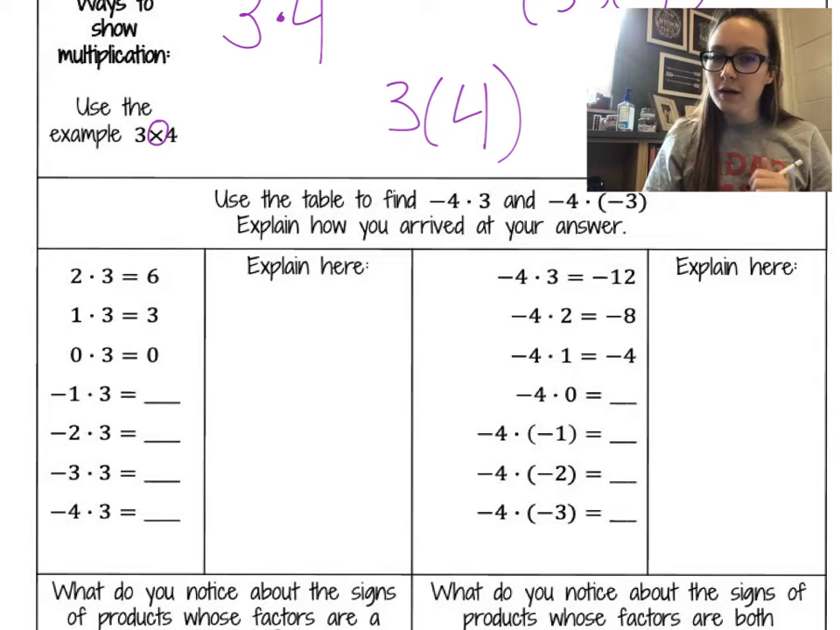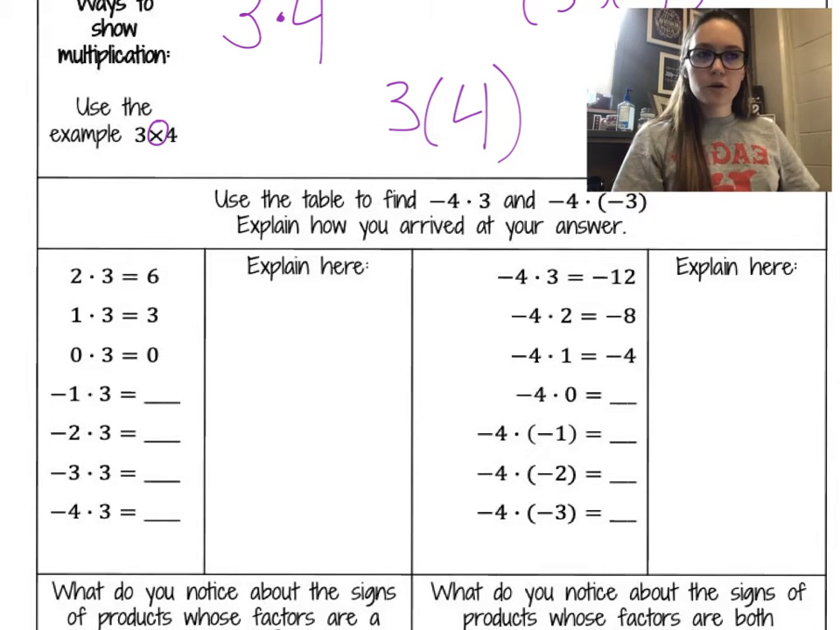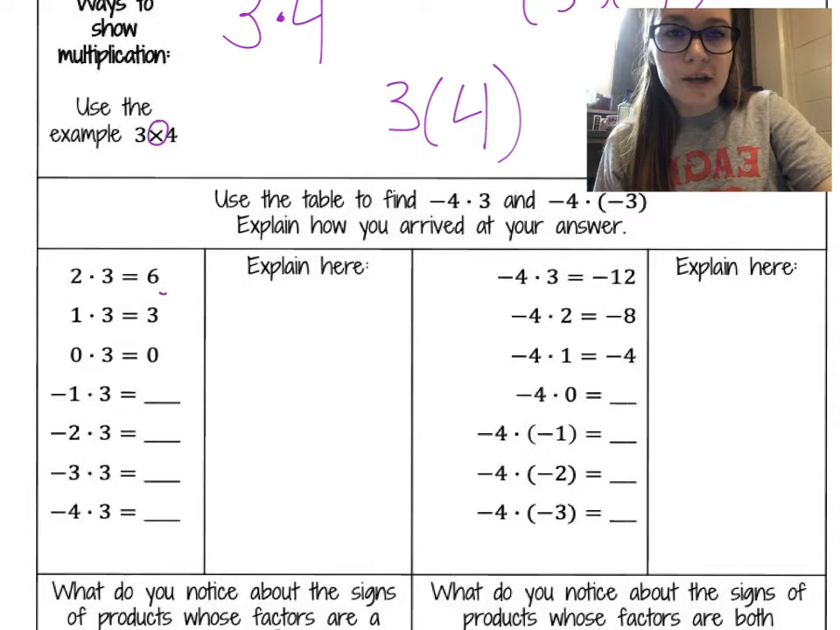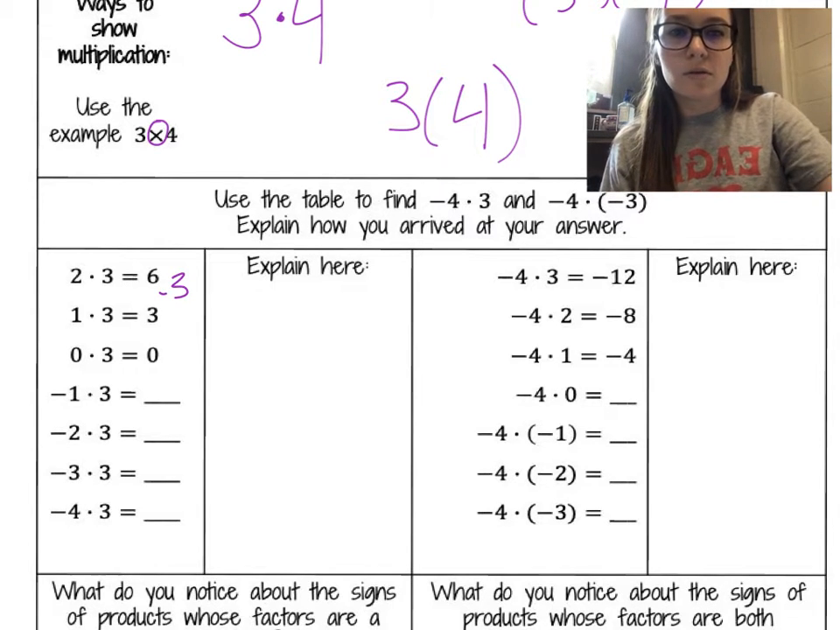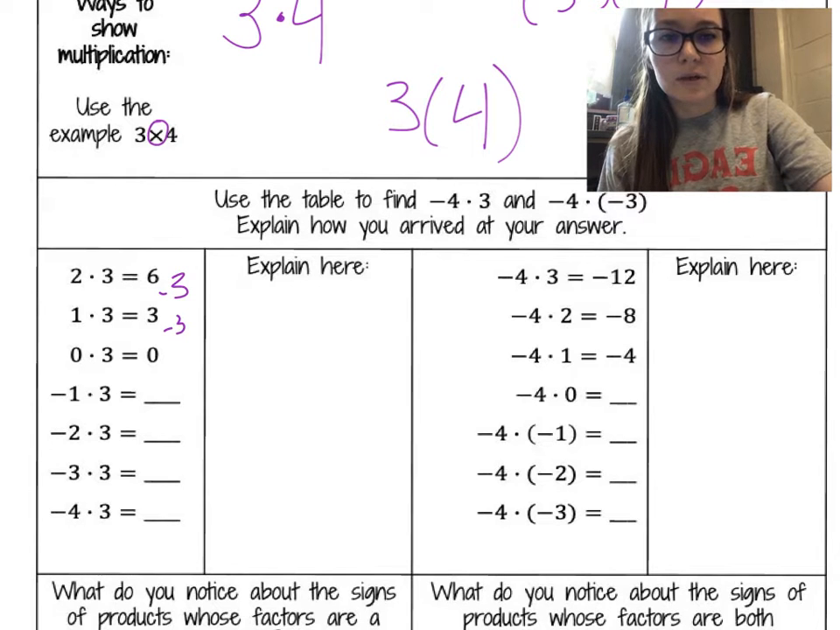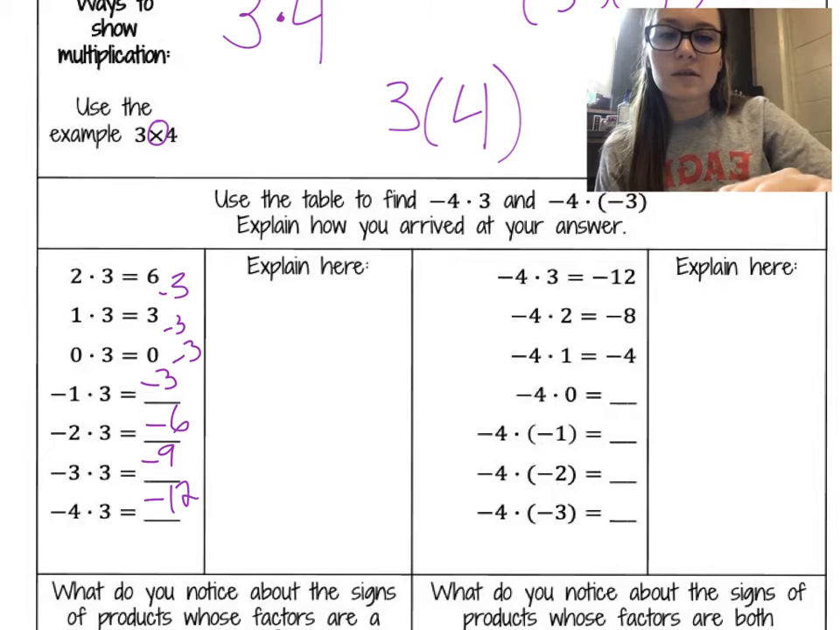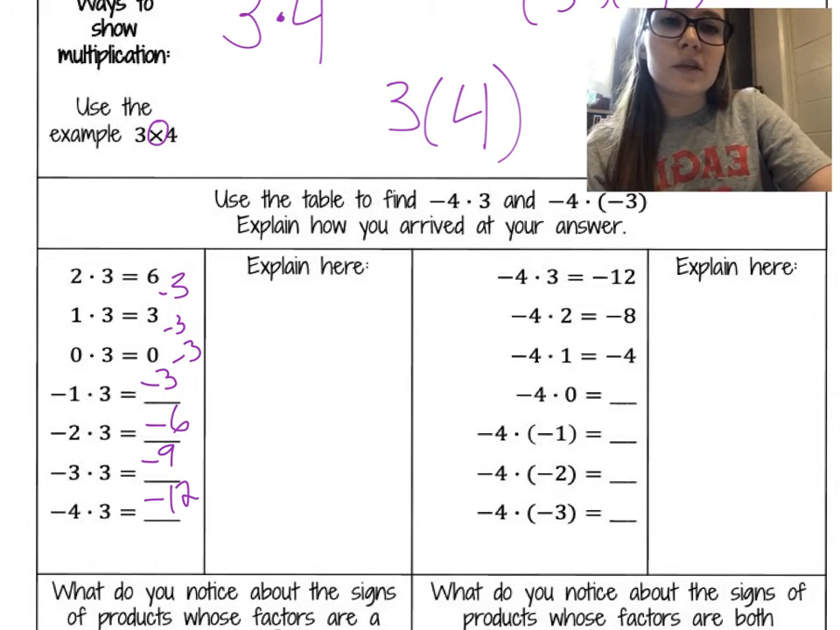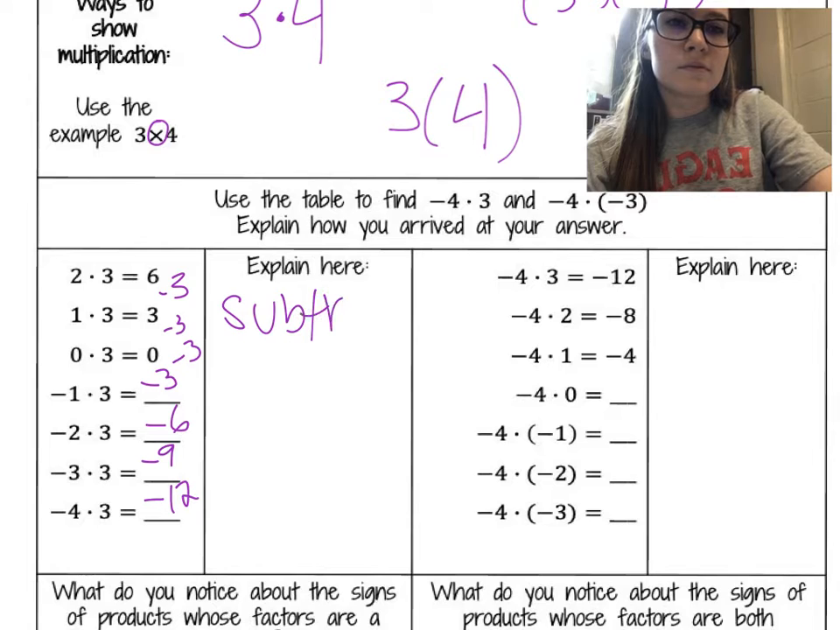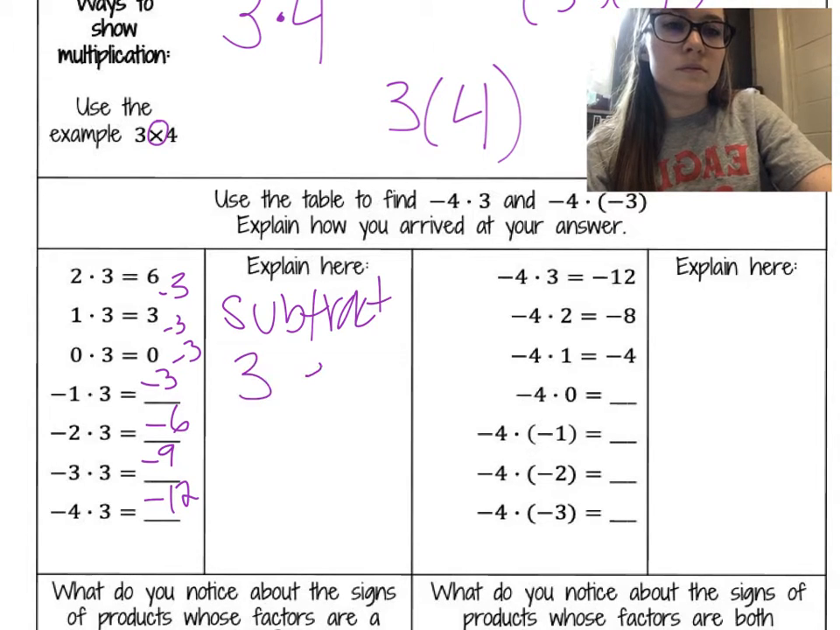Okay, when you paused and tried it on your own, hopefully what you saw was that I subtracted 3. So 6 minus 3 is 3. 3 minus 3 is 0. Then I'm going to keep that pattern going. Subtract 3, so we get -3. Subtract 3 again, -6, -9, -12. So it ends up being that -4 times 3 is -12, and we subtracted 3 each time.